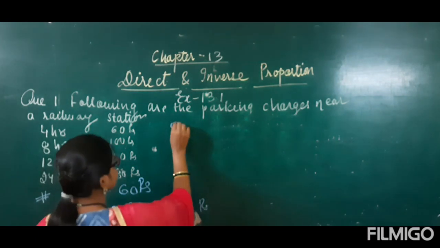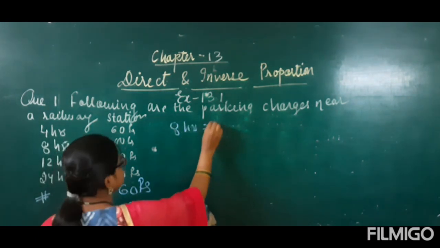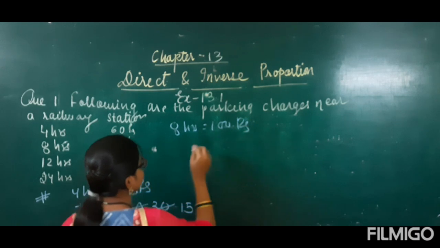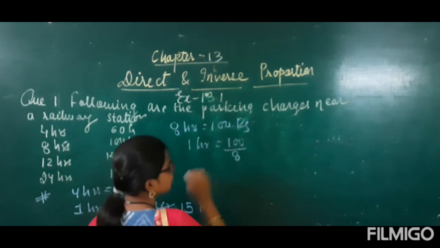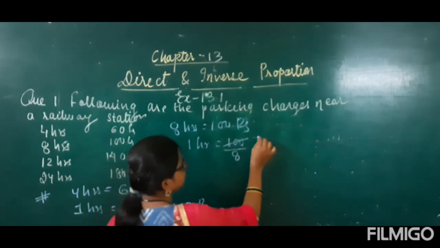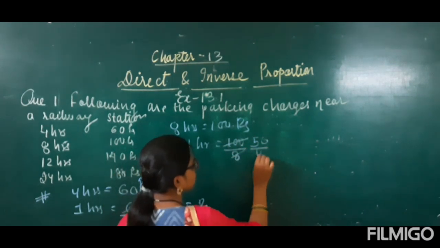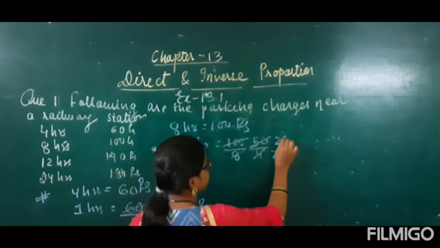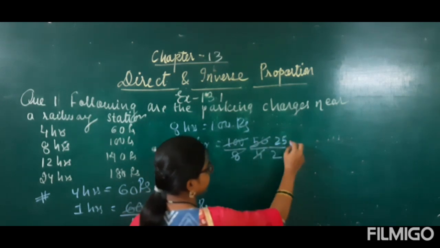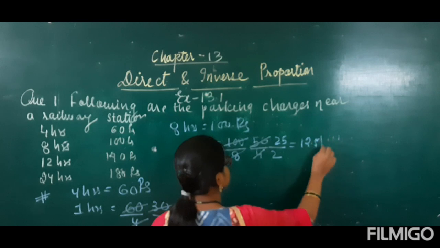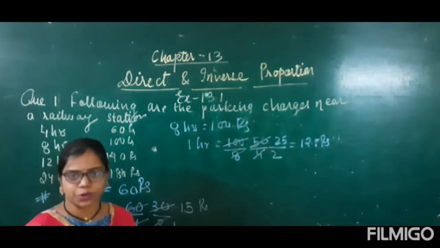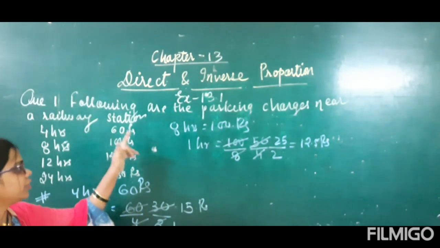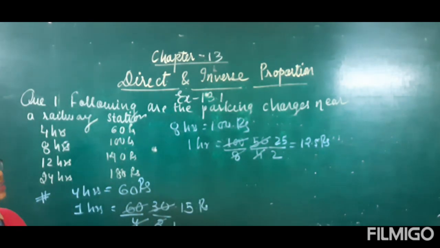Let's check the next. It is given 8 hours will cost 100 rupees. So for 1 hour how much will it cost? 100 by 8. Reducing by 2s, we get 25 divided by 2, which is 12.5 rupees. From here you can clearly see this is 15 rupees and this is 12.5 rupees, meaning these two are not the same. So from here I can say this is not in direct proportion.